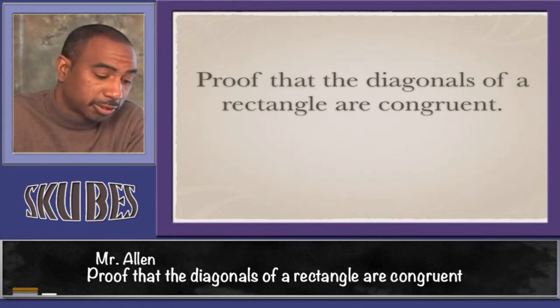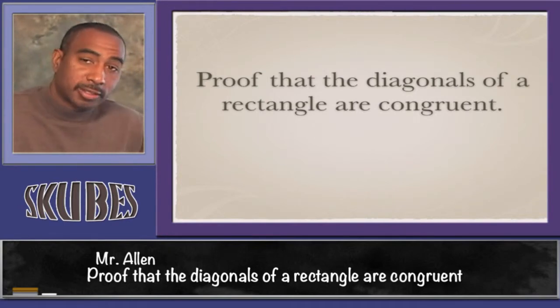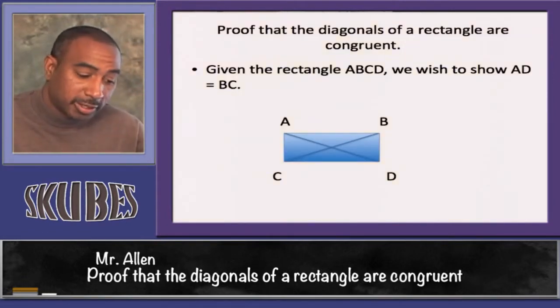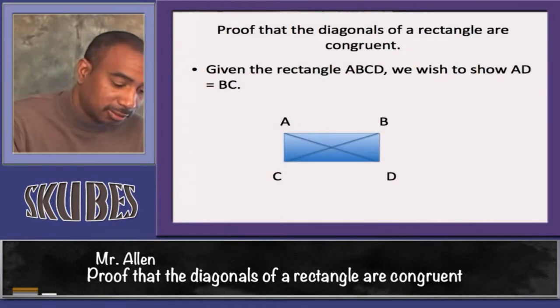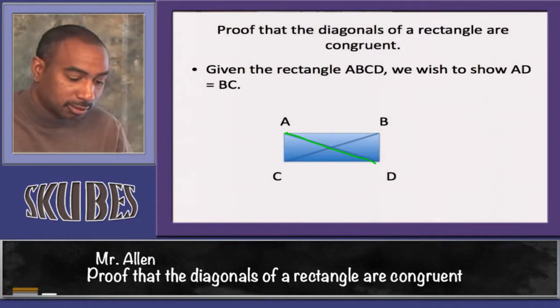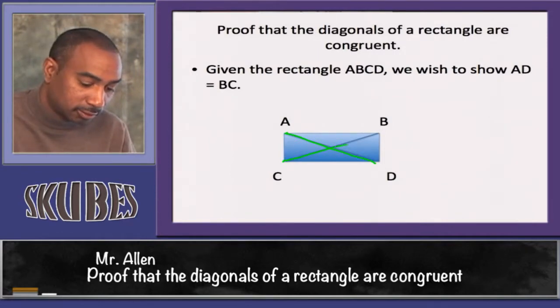All right, today we're going to look at the proof that diagonals of a rectangle are congruent. Let's consider a rectangle ABCD. We wish to show that the length of AD is equal to the length of BC.